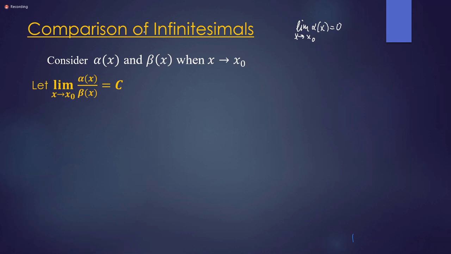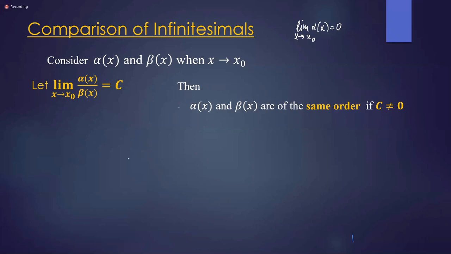Then what could happen to this limit? Well, several things. It could be a constant, c. In other words, we have two infinitesimals, but the ratio tends to a constant. And then we say they are of the same order. Of the same order in the sense that they are comparable, commensurable. You can measure them together and you see that they are basically the same, close to the point x0, of course.